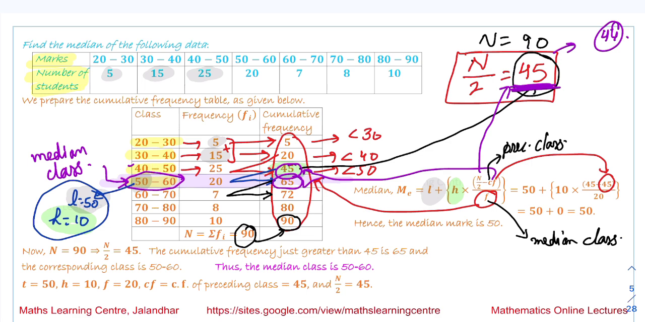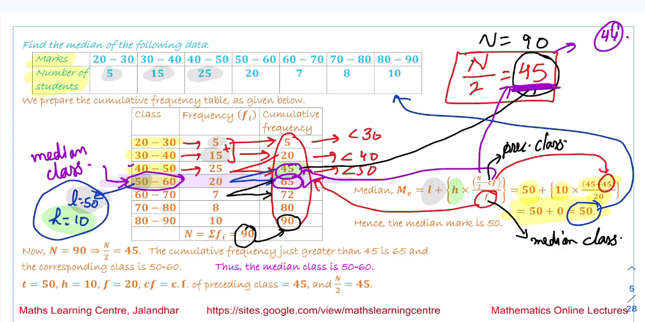So when we substitute all these values in this formula, we will get the answer in the form 50 plus 10, 45 minus 45 over 20. So the answer we obtain is equal to 50. So the median for this data is 50.